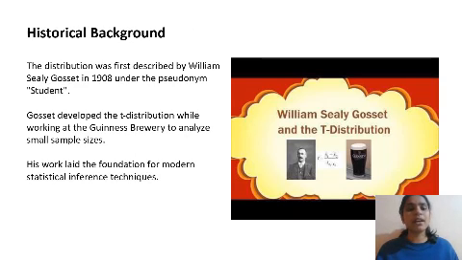Historical background. The distribution was first described by William Sealy Gosset in 1908 under the pseudonym Student. Gosset developed the t-distribution while working at Guinness Brewery to analyze small sample sizes. His work laid the foundation for modern statistical inference techniques.